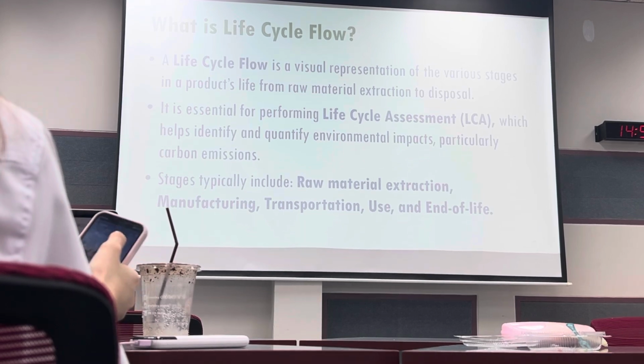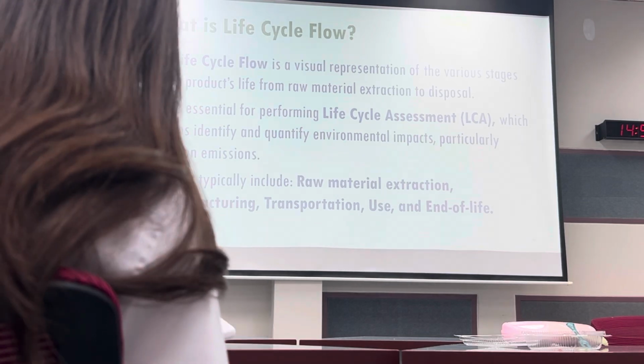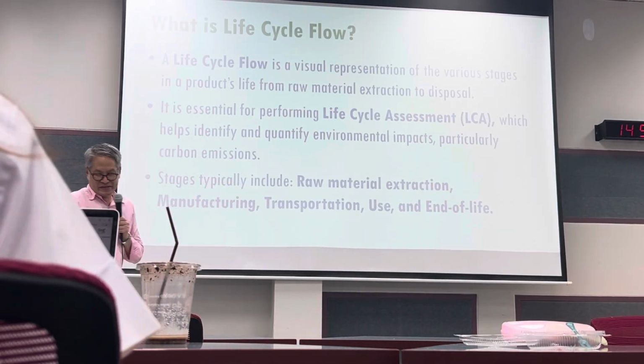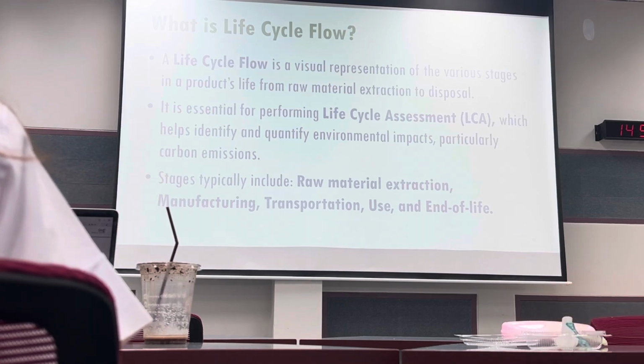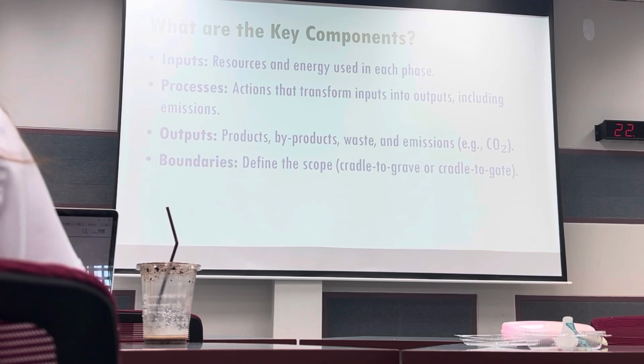Life cycle flow is a visual representation of the various stages of the product. So we come from raw material extraction, manufacturing, transportation, use, and end of life. All these things will have some input and output. Inputs are usually resource or energy use. The process then transforms input to output. Output is usually products, byproducts, and some waste and some emission. Then the boundaries, we already talked about the boundaries.